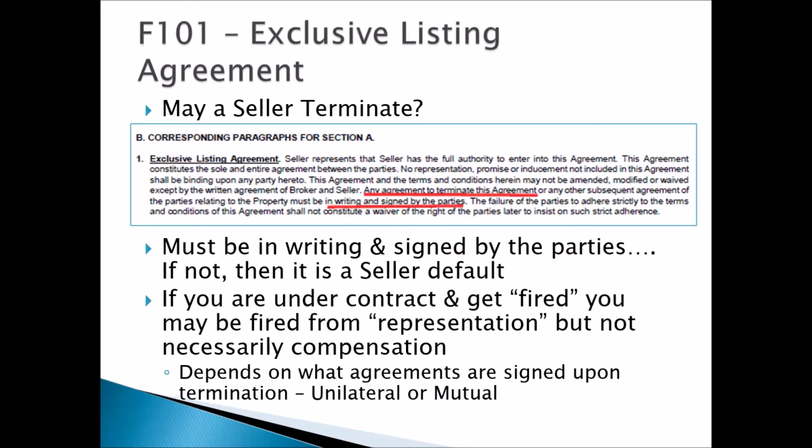If you are under contract and you get fired, if you're a listing agent, you get fired, actually a buyer's broker too. If you're already under contract, you may get fired from representation, but not necessarily from compensation. It depends on what agreements are signed that actually terminate the brokerage agreements, a unilateral agreement or a mutual agreement, and I'll cover those a little bit later.